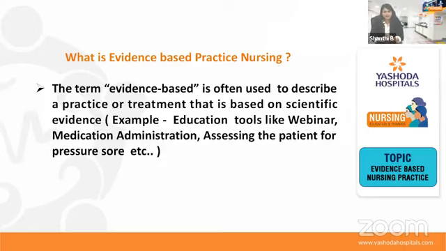Assessing the patient for pressure injury: we have the Braden scale assessment and a lot of nursing pathways by which we assess the patient. We assess subjectively and objectively, and we document. That is nothing but scientific rationale.